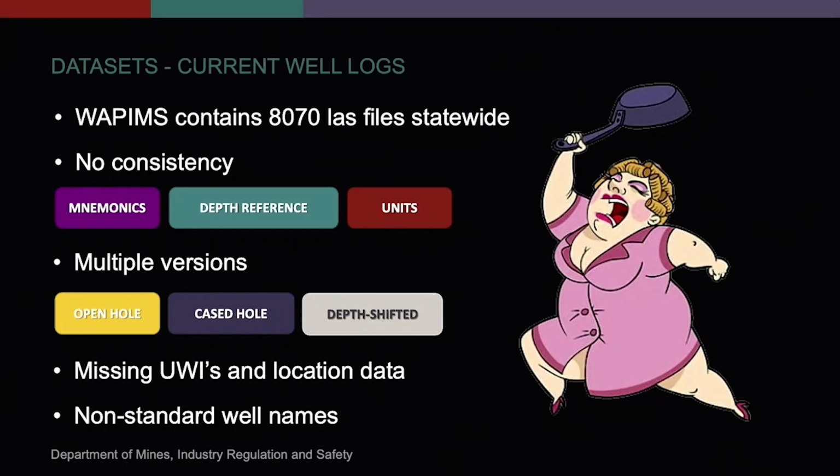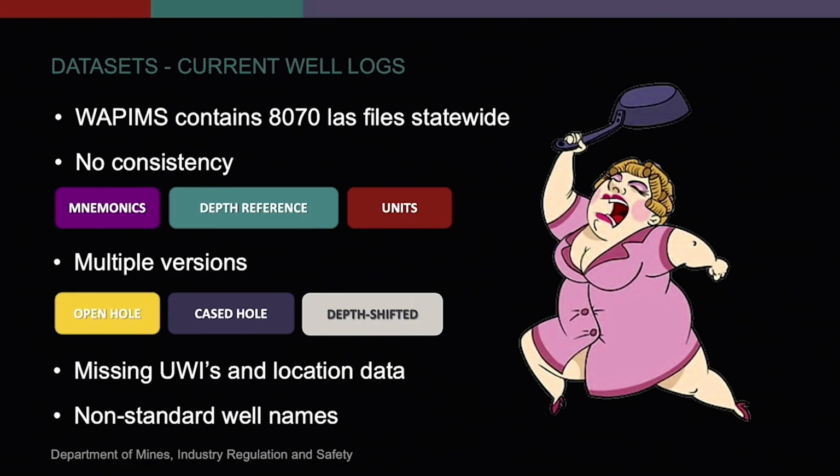WAPIMS is awesome and an invaluable resource for the state, but if you want to sit down and do some interpretation on a regional basis, it's going to take you a while. My initial dump of log LAS files contained over 8,000 files. If you wanted to manually load this up and create a spliced set of logs with consistent names, units, and accurate header details, you'd be busy for well over 2 years. Hence me, the crazy lady with the frying pan.